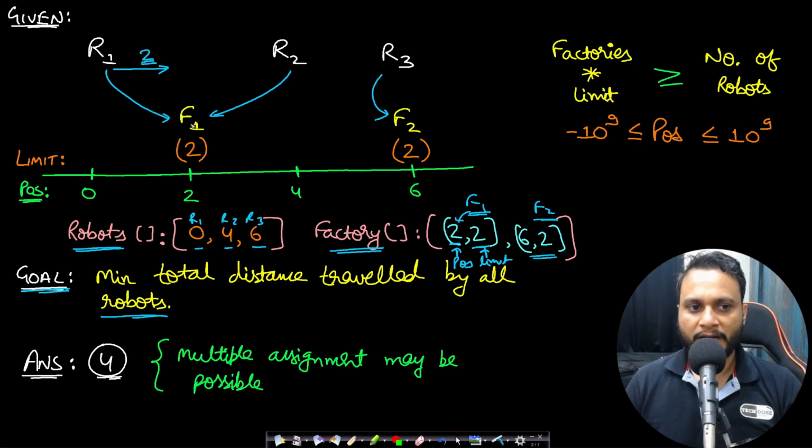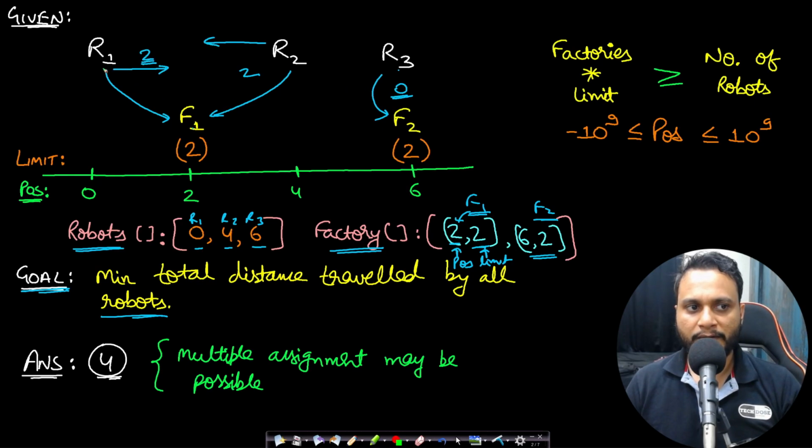And then R2, F1's gap is also 2. So it has to travel 2 distance to the left. And R3 is at the same position as the factory, so it has to travel 0 distance. So the total distance traveled in this case is 4. Now you can try out other assignments too.